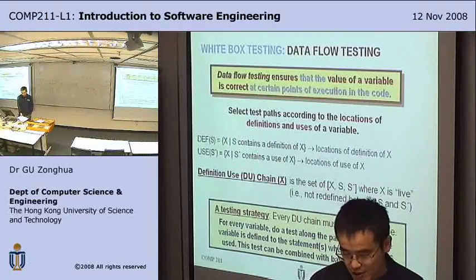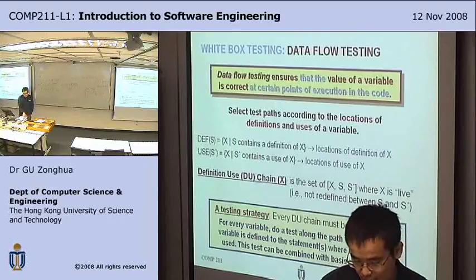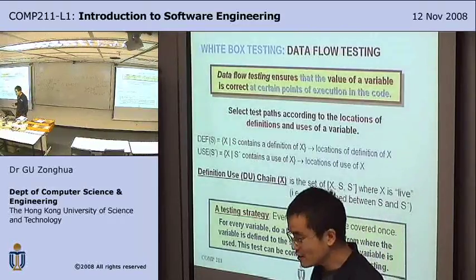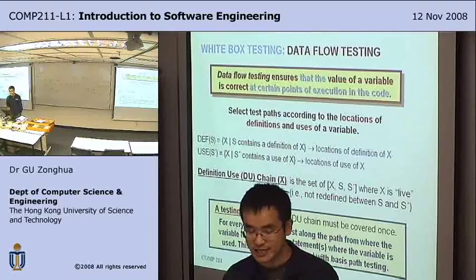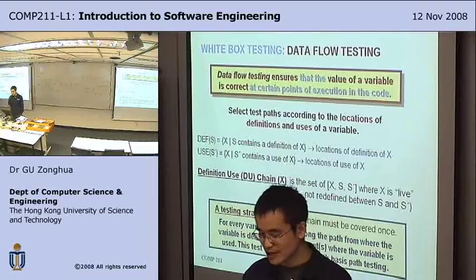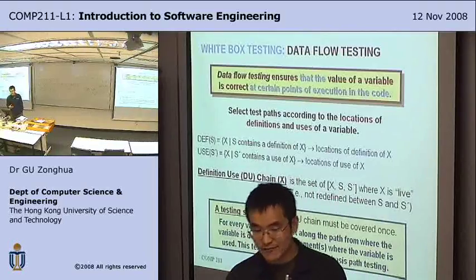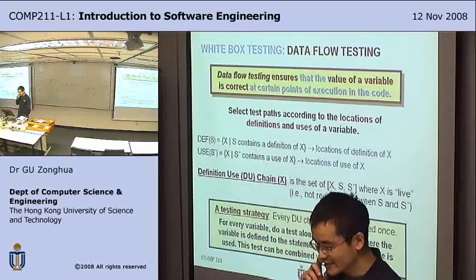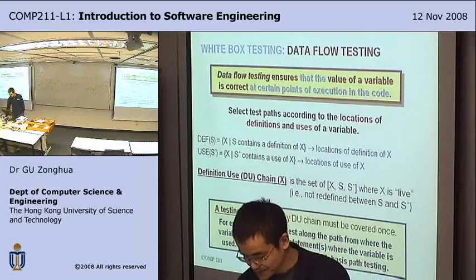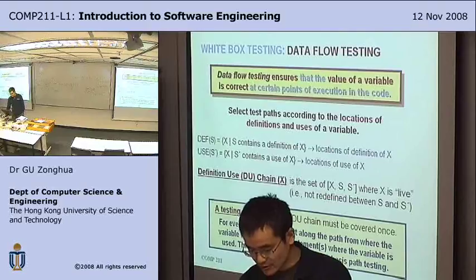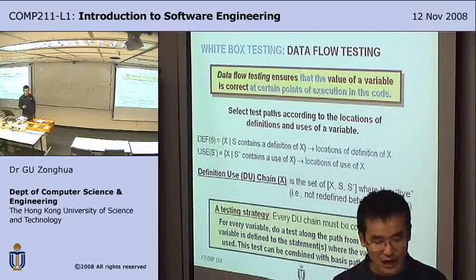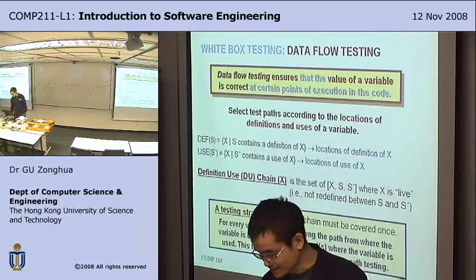So it's really testing the sequential code as well as the conditional branches, because the def and use may span several conditional nodes on the def-use chain. You may have multiple conditional testing nodes. So it's different from basis path testing, but it can be combined with it.